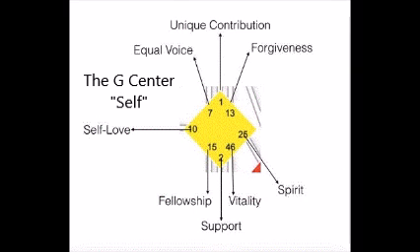There are 8 gates in the G center, also known as the self center. The 1 relates to unique contribution and going up to the throat. The 7 also goes to the throat and relates to equal voice. The 13 goes up to the throat, relates to forgiveness. The 10 goes down to the spleen and relates to self-love. The 25 goes to the heart or ego and relates to spirit. The 15, 2, and the 46 go down to the sacral center. The 15 relates to fellowship, the 2 to support, and the 46 to vitality.